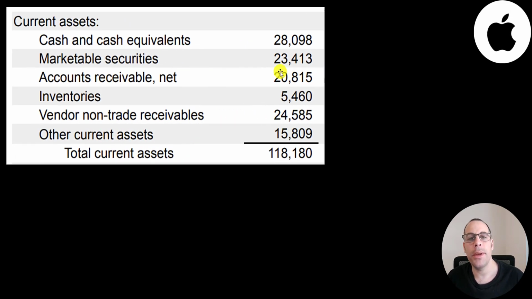They have 21 billion of accounts receivables. This is how much money their customers owe them. 5.5 billion of inventory, 25 billion of vendor receivables. This is how much money their vendors owe them, and 16 billion of other.